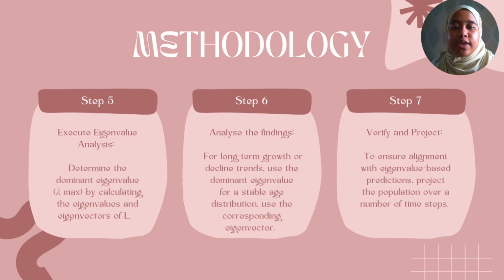For the next step, we execute eigenvalue analysis to determine the dominant eigenvalue by calculating the eigenvalues and eigenvectors of L. Then step 6, we analyze the findings, and also the last step, verify and project to ensure alignment with eigenvalue-based prediction, projecting the population over a number of time steps.